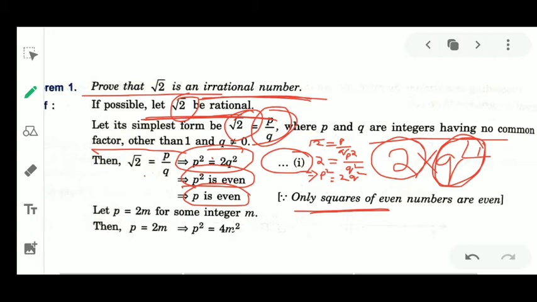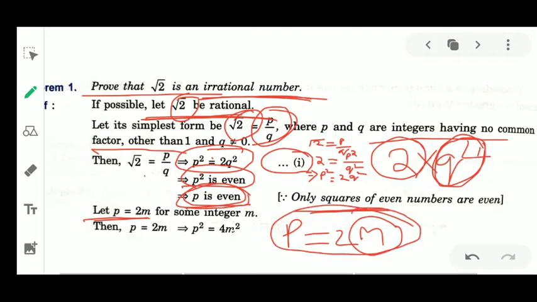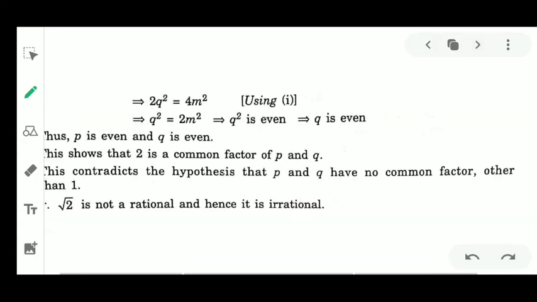So now we can write, let p equal to 2m, where m is an integer. As p is even, we can express p as 2m. Now if you square both sides, then you will get p square equal to 4m square. Now put the value of p square in equation 1, then you will get 2q square equal to 4m square. Now if you eliminate 2 from both sides, then you will get q square equal to 2m square.